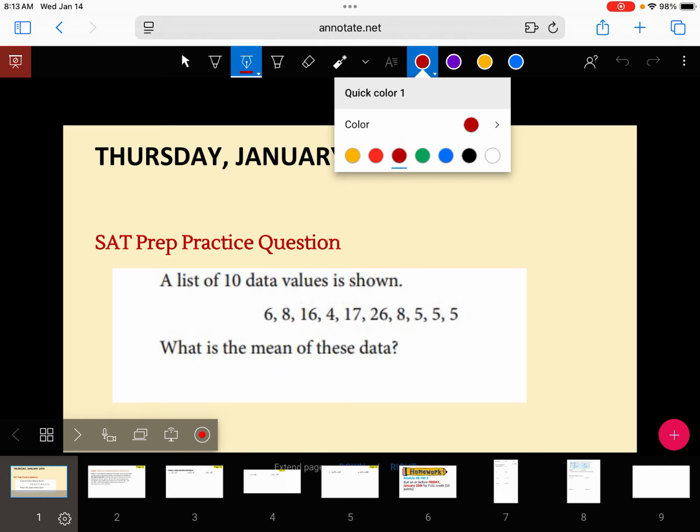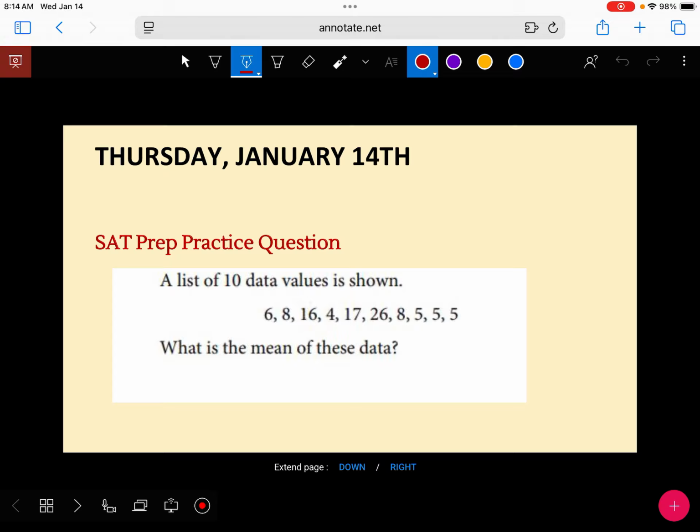All right, so when you add them all up, what did you get? 100. Who got 100? All right. So when we add them all up, we got 100, and then we had to divide it by what? What did you divide it by? 10, because there are 10 numbers. And what is 100 divided by 10? 10. Good. That is your mean.